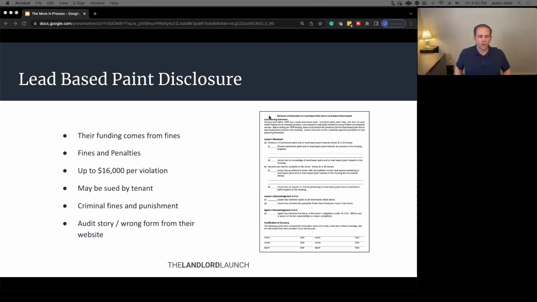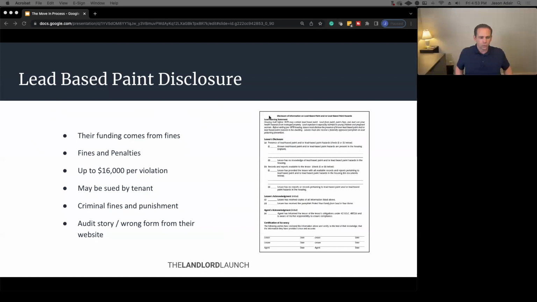Fines, penalties, they can charge you up to $16,000 per violation. If there is an actual real case and you don't give them this, if you don't have them sign off on this in the correct way, and there ends up being an issue and there's lead-based paint poisoning and it affects a child or whatever else, you can be sued by the tenant. And again, it's criminal fines, maybe even jail time, depending on the amount of negligence. Especially if you know that there's lead-based paint in there and you didn't disclose it, big trouble.